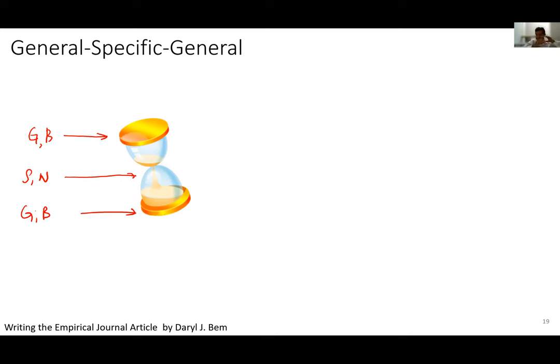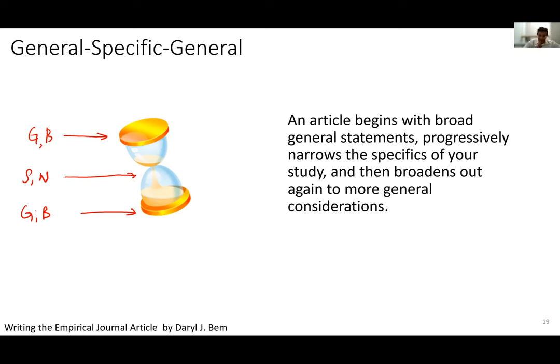This contrasts with no-structure writing, like a love letter. In a love letter, there's no structure; you just pour in the ideas that come into your mind. But in proper writing, in a journal article, a newspaper article, an answer in a question paper or your thesis, you follow this general to specific to general flow. An article begins with broad general statements, progressively narrows down to specifics of your study, and then broadens out again to more general considerations. You can think about this like the introduction: the introduction at the very beginning is very general.